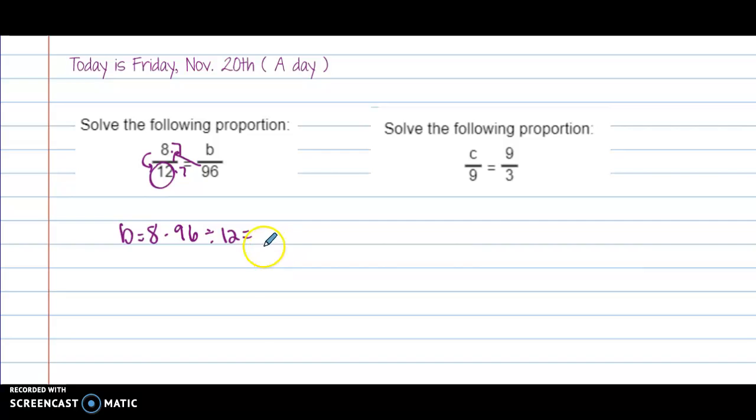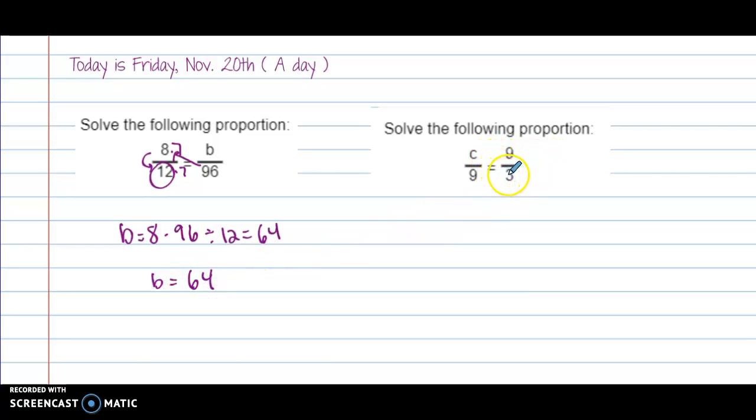I'm going to get my calculator and do the same thing because I forgot to start the online calculator. 8 times 96 equals 768 divided by 12 equals 64. So the solution to B equals 64.